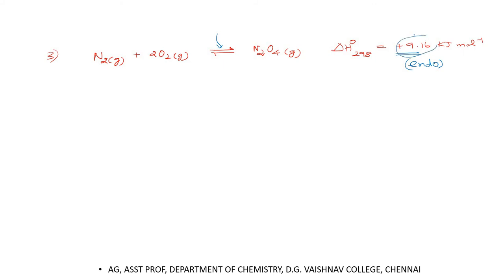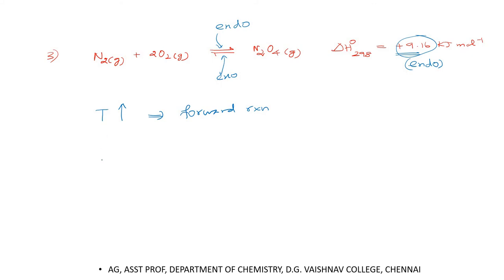If the net enthalpy change is positive, that means the overall reaction is endo. Not only that, it also tells that the forward reaction is also endo. If forward is endo, backward should be exo. So in this case, if temperature increases, it favors the forward reaction, because the forward reaction is endothermic. Increase of temperature favors forward reaction.